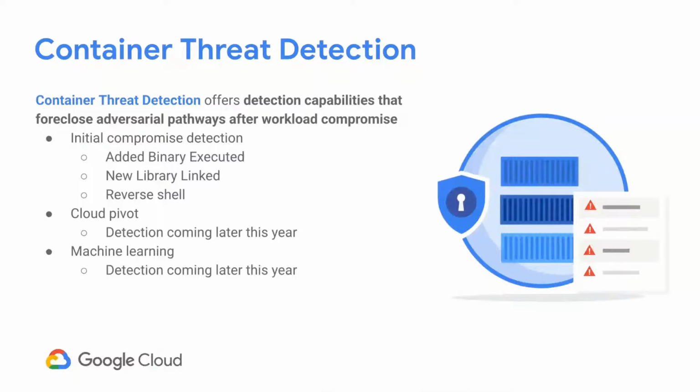So what we've attempted to do with our first set of detections here, added binary executed and new library linking, is to foreclose adversarial pathways in getting execution of files which were not part of the container when it was built. In other words, rather than detect individual pieces of malware or individual exploits, we're looking for broad classes of behavior that indicate an adversary has managed to get his or her payload onto your endpoint.